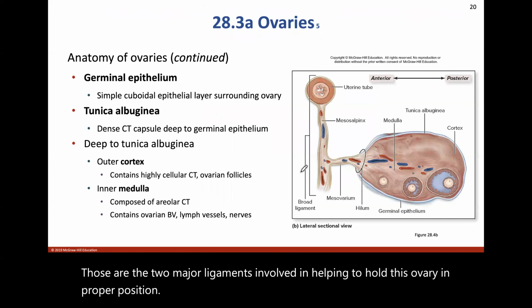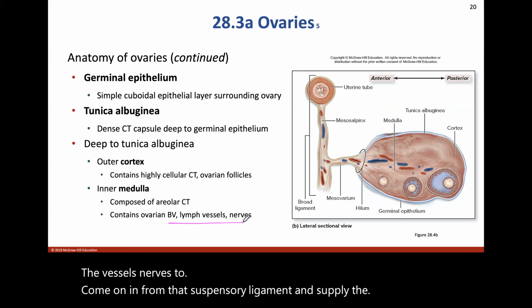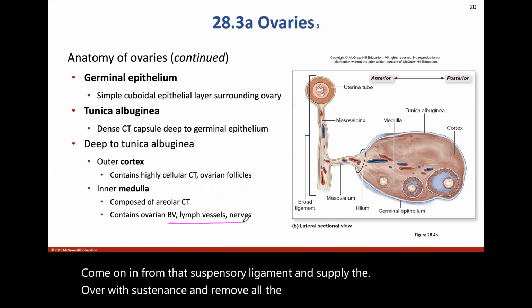When we look at the ovary in cross-section, there it is. Not much to it, really. It has an outer cortex and an inner medulla. The inner medulla is there for really one reason, and that's for the vessels and nerves to come in from that suspensory ligament and supply the ovary with sustenance, remove all the waste products, and provide nervous innervation.